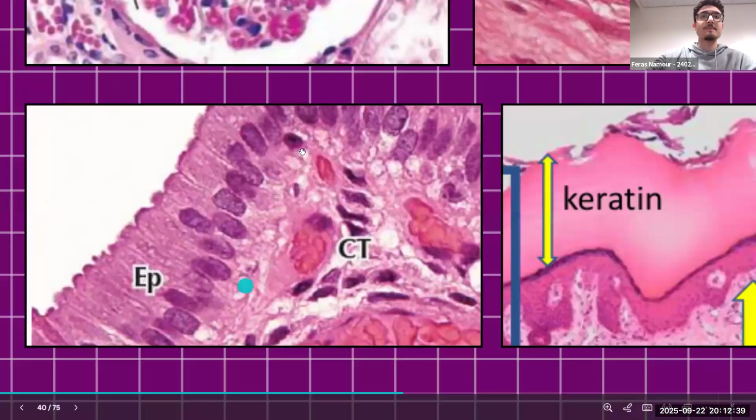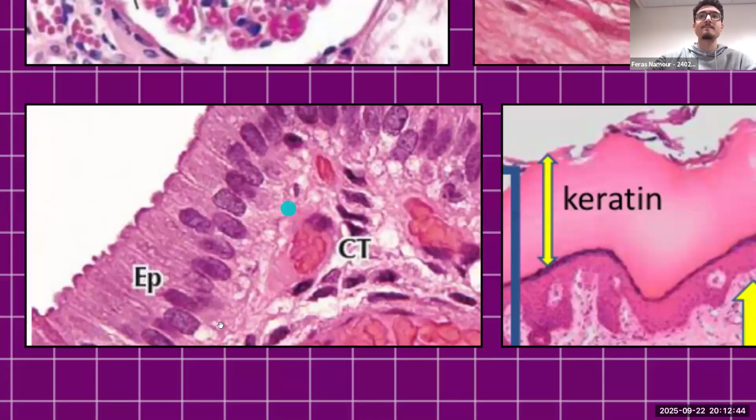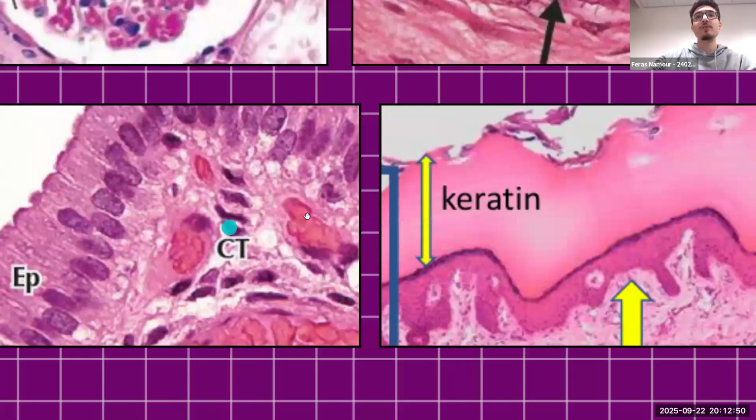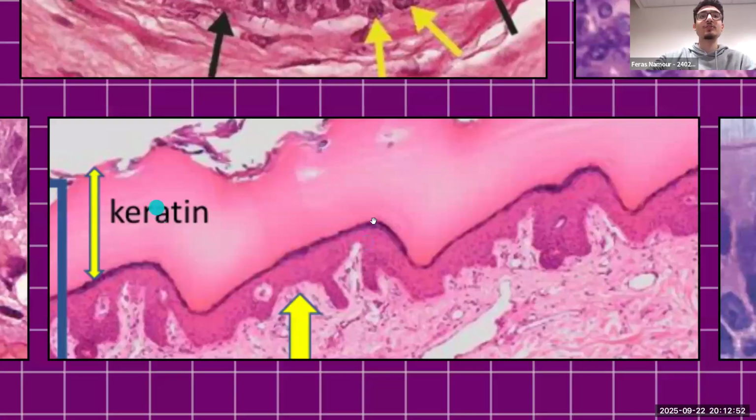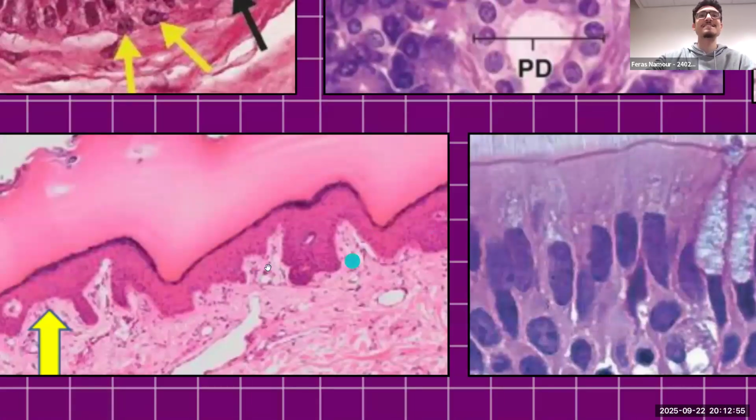What do you guys think this is? These are long, elongated cells. These are not cuboidal. So simple columnar. Perfect. And this, ignore this. What do you guys think this is? Yes, simple columnar for the one before this, correct. This is the basement membrane. And then we have all of these cells, and then we have a large keratinized layer.